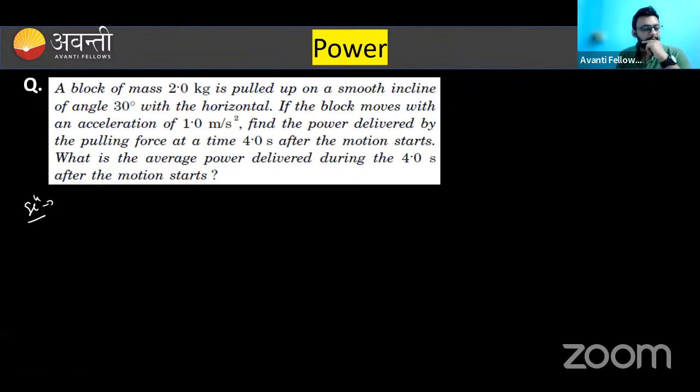The question says, a block of mass 2 kg is pulled up on a smooth incline of angle 30 degrees with the horizontal. Okay, so let's not study the question in one flow. You need to draw something from the question. So what I have got is a mass 2 kg block pulled up on a smooth incline of angle 30 degrees.